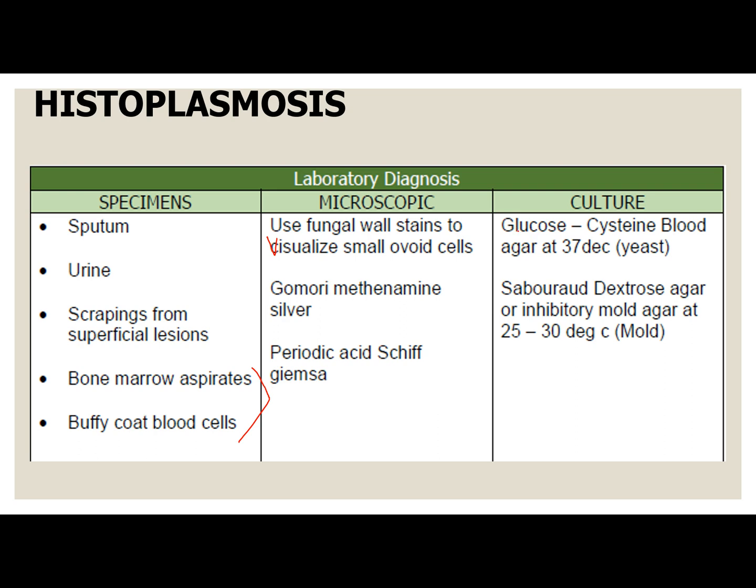Then for the culture, class, you would use glucose cysteine blood agar at 37 degrees. So that's for the yeast form. Then for the mold form, you could use SDA or Sabouraud dextrose agar, or IMA or inhibitory mold agar. So do take note of that.